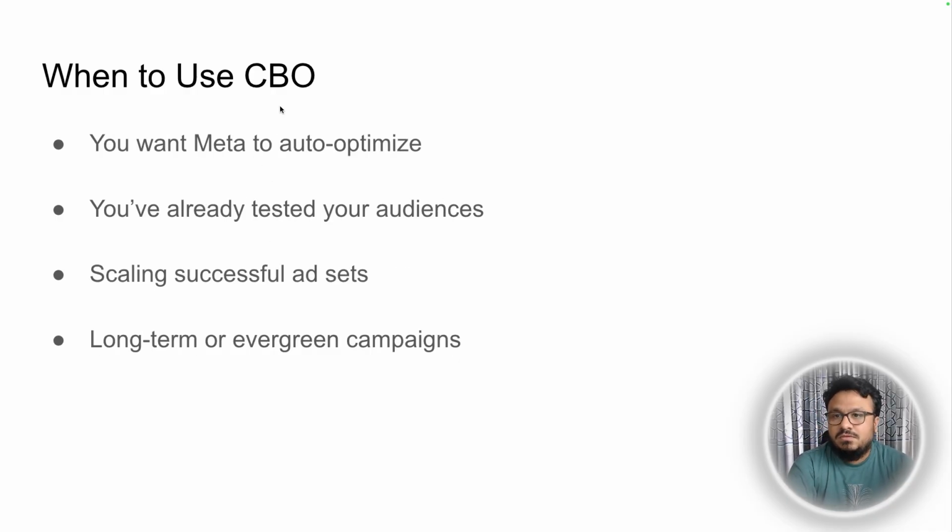What about CBO, where you define the budget on the campaign level and ask Facebook to spend however it wants to spend it on the ad sets that you have? You want Meta to auto optimize. So you don't want to take over the ad spend or how it's going to be spent on the campaign. You want Meta to decide that. You've already tested your audience. So when you are done testing your audiences, that's really important, guys.